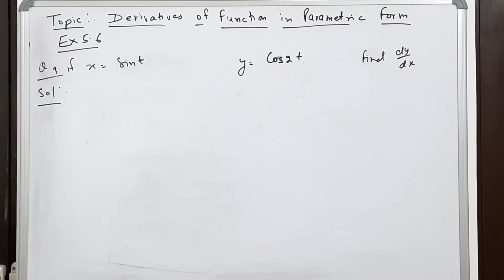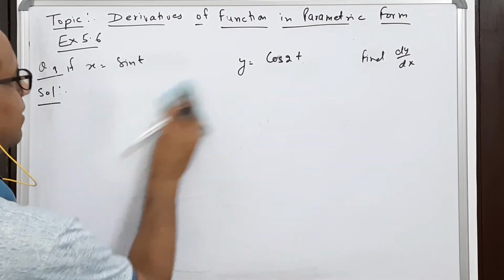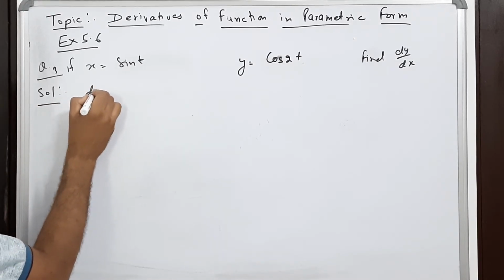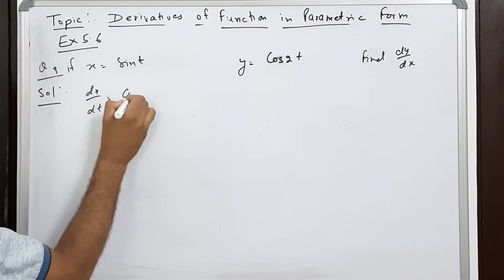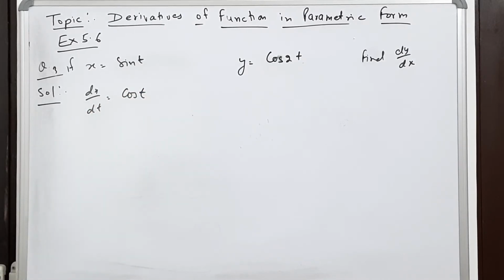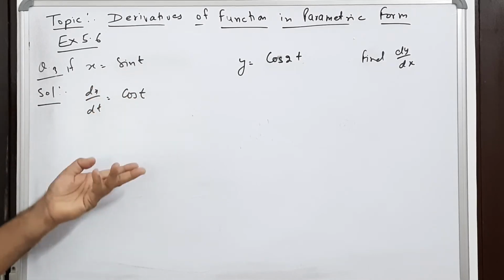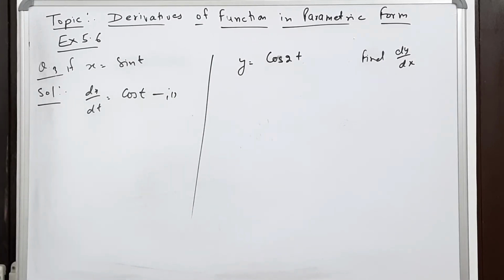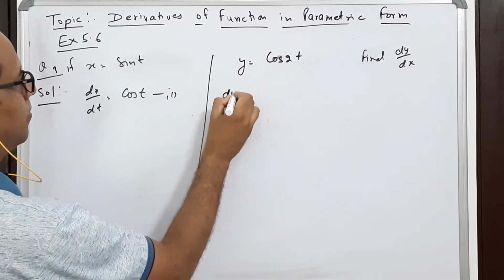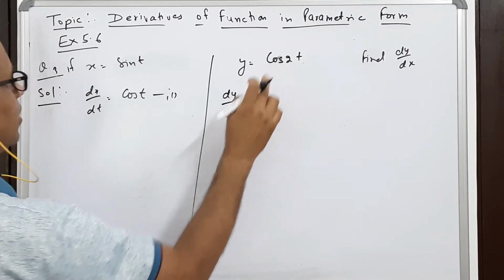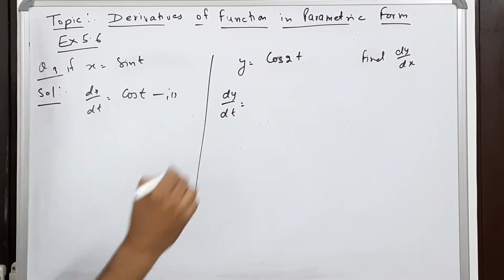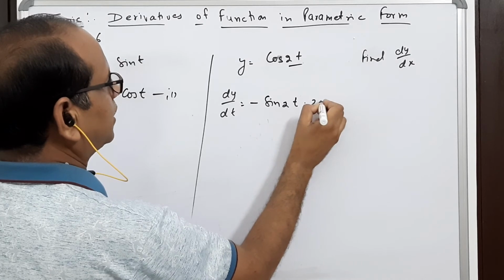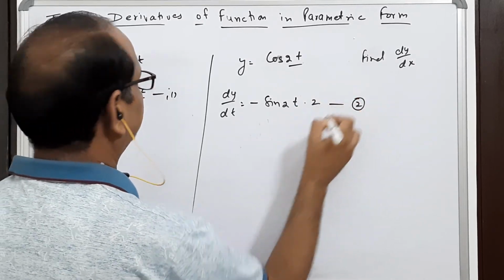If you take this, start thinking about this step. The first is dx by dt. So dx by dt will directly be cos t, because the derivative of sin x is cos x. So it is cos t. That is the first part. Second part is dy by dt, see, cos 2t. The derivative of cos 2t is minus sine 2t, and then the derivative of 2t is 2. So that is the second part.